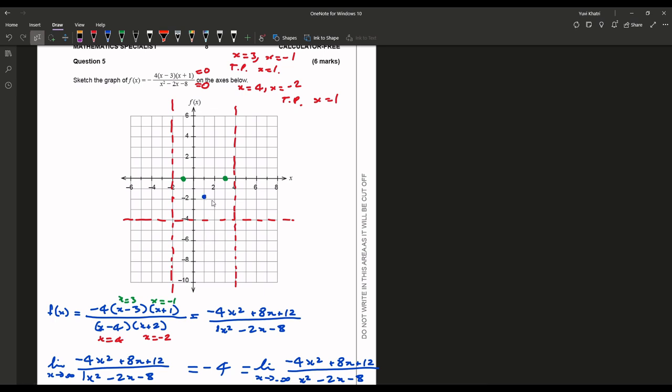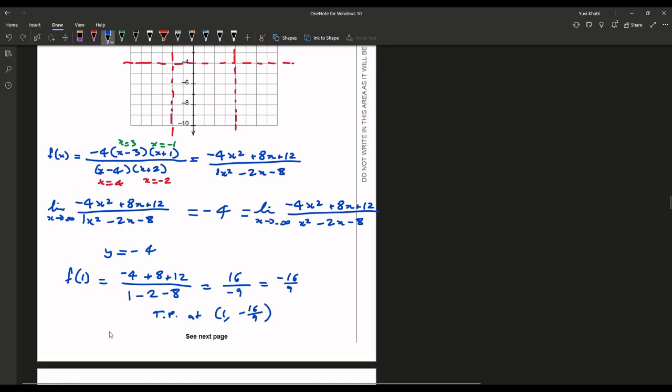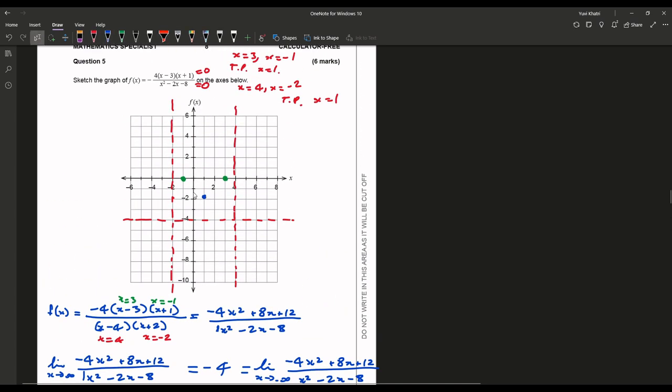And now let's also get the y-intercept. So that's going to be when x equals 0. And that's going to be 12 over -8, which is just -3 over 2. So we're going to have a y-intercept here. This is 1, -16 over 9. And this is the y-intercept, -3 over 2. And now obviously we can just connect all of this up.